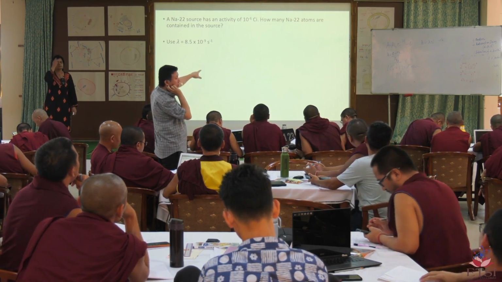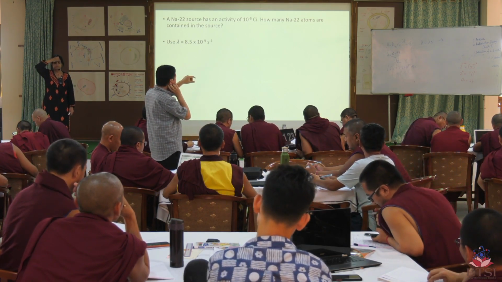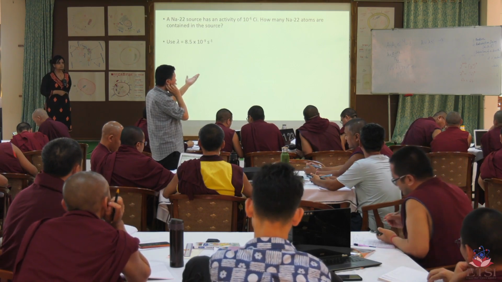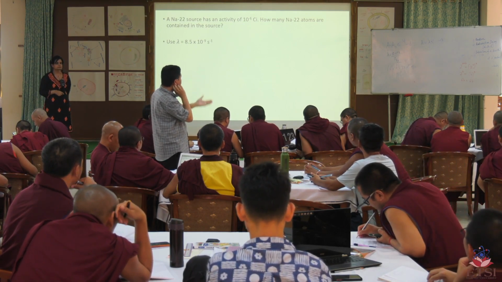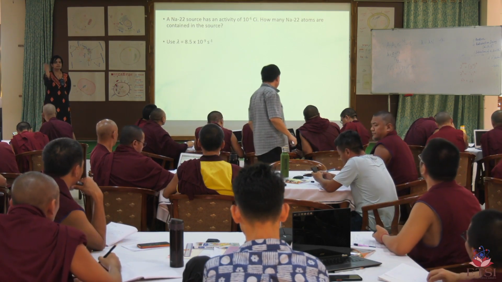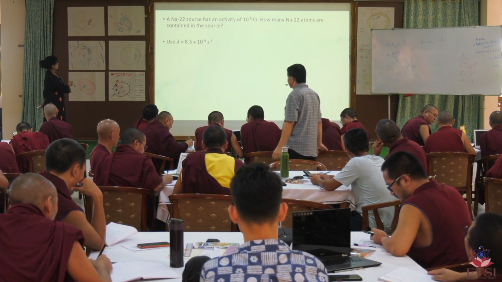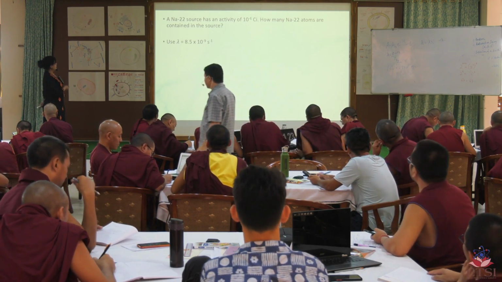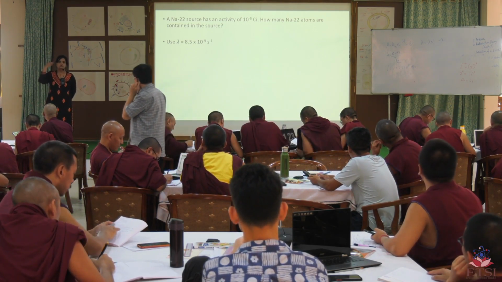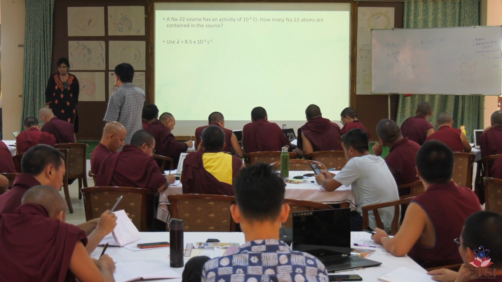How many atoms? So the first thing you will write is given. What is given? Activity is given, right? And then nothing else is given. Lambda is also given. Then what formula I will use, and then try to solve the problem.